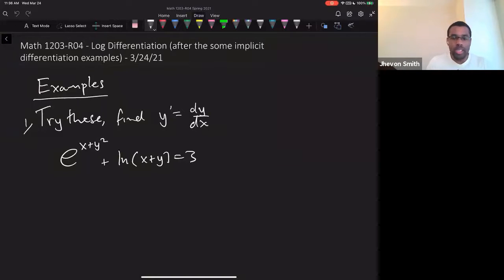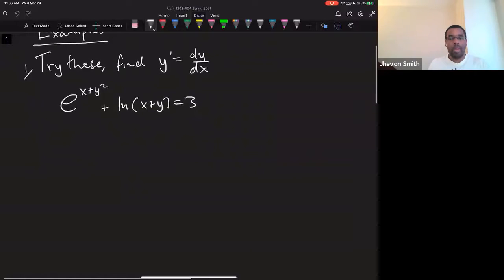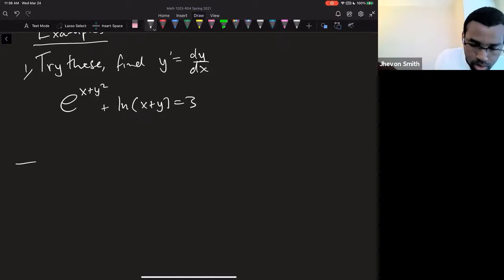So let's actually go through and do these guys. Find y prime, dy/dx, if you know that e to the x plus y squared plus ln of x plus y equals 3. Okay, go. What do we do here? How do I differentiate the e to the x plus y squared?